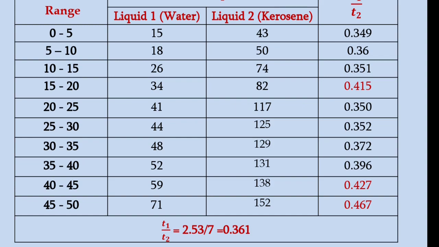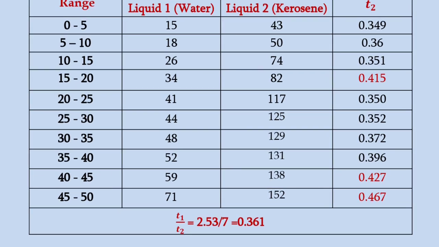Three readings which are highlighted in red color are deviating from the 0.35. So 0.415, 0.427, and 0.467, which I have highlighted in red color, are eliminated while taking the average. I have added the remaining 7 T1 by T2 values and it comes out to be 2.53, and dividing it by 7 we get 0.361.